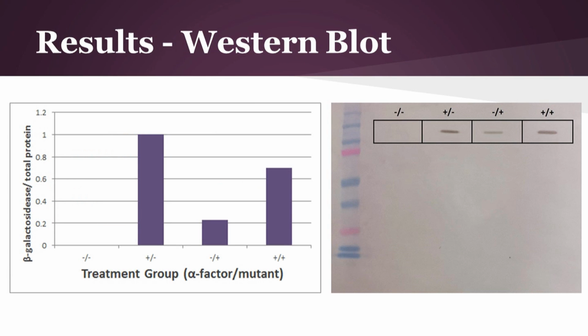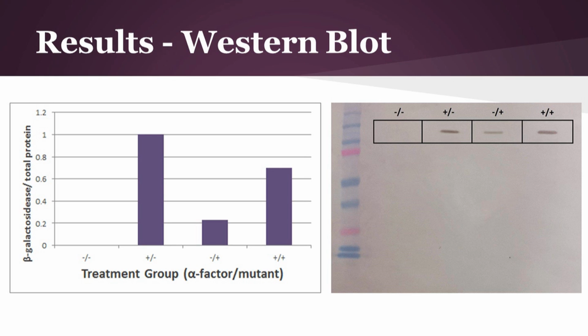Here we have the results we obtained for the Western blot assay. On the right is the nitrocellulose membrane, with visualized beta-galactosidase shown within each rectangle of the overlay. Note that we did not observe any band in the negative control lane, as expected. On the left, we have a graph representative of the intensity of each band shown in the nitrocellulose membrane. The x-axis depicts treatment groups, while the y-axis depicts beta-galactosidase to total protein content per lane.